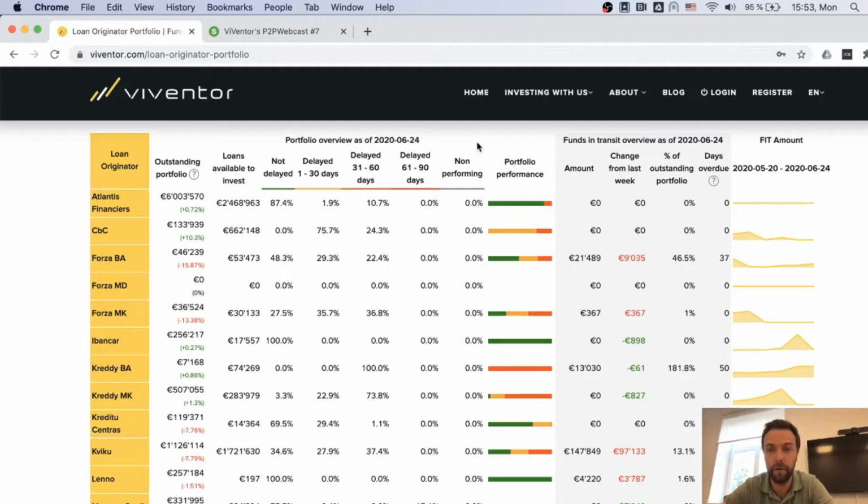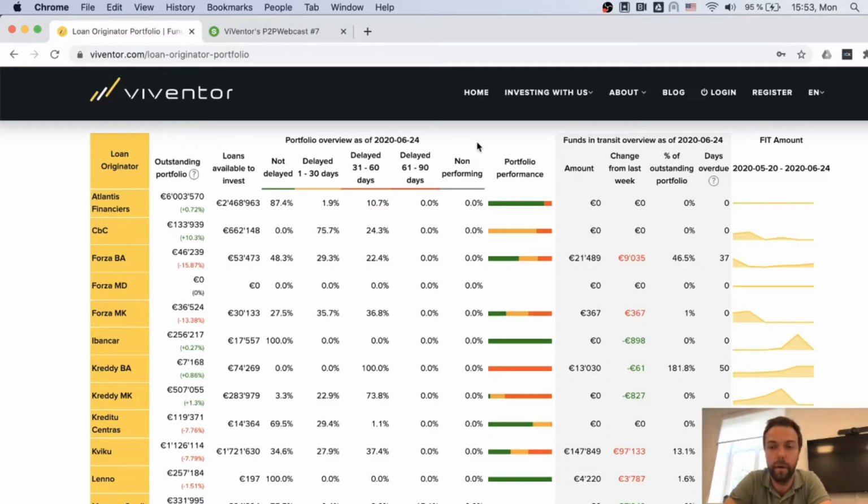And the next column, change from last week, shows the change from last week. And here, a number in red is a bad indicator. That means that the funds in transit have increased, and green with a negative sign means that the loan originator has actually repaid part of their funds in transit. And this also gives you some indication of how well the loan originator performs.